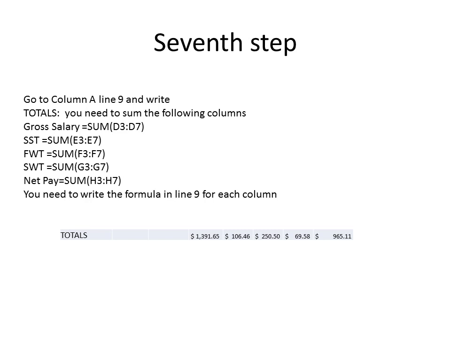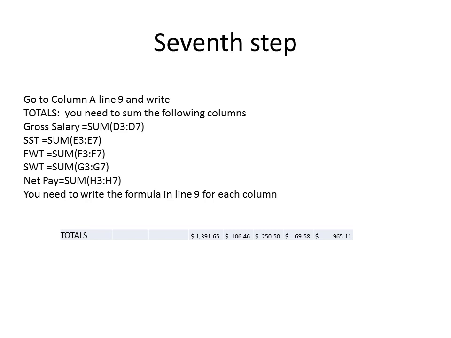Finally, in the seventh step, you need to go back to column A, that's line 9, and write the totals. You need to sum the following columns: gross salary, SST, FWT, and SWT. You need to write this formula in the gross salary in line 9: equal SUM, open parenthesis, D3 colon D7, and close parenthesis. The same thing for the other columns. Okay, you need to write the formula in line 9 for each column.